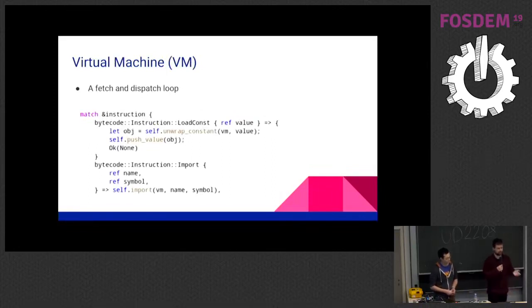Then in the Python virtual machine, how we implement it in Rust, it is basically a big fetch and dispatch loop. So it will fetch a bytecode from the generated bytecode and look with a match statement what the bytecode is, and perform the operation. And as you see here, if the bytecode is an import instruction, we will, as you remember, invoke the whole loop again.